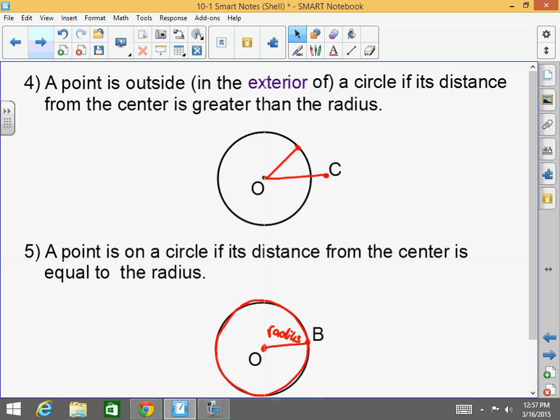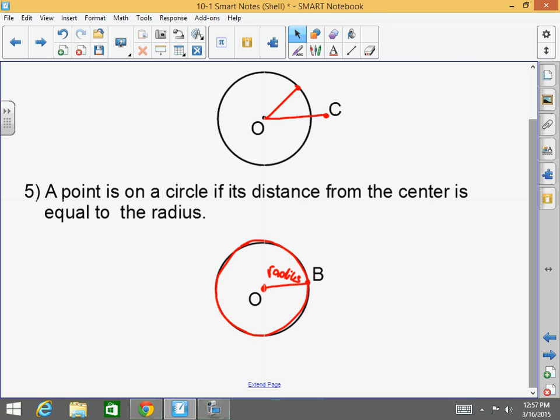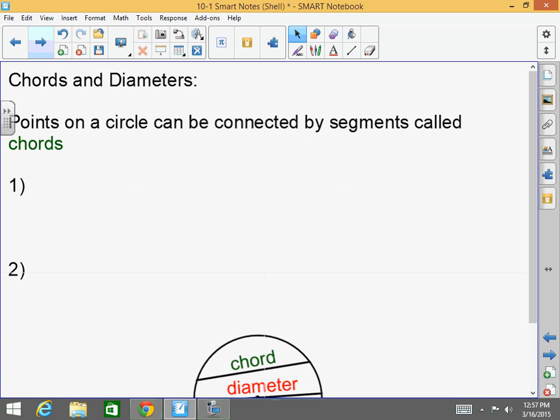Okay? Not bad, right? So far, not bad. Just a lot of stuff to memorize, but most of us pretty much already knew this, okay? That's why we're going kind of quickly. I'm sorry about that. Okay, now, chords and diameters.